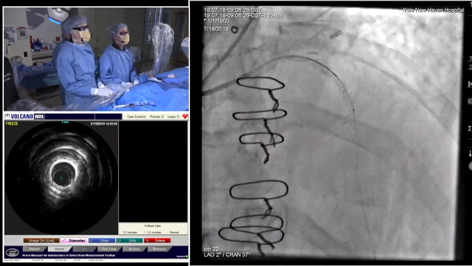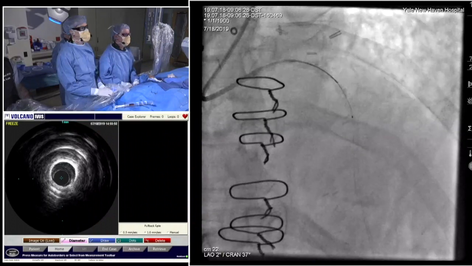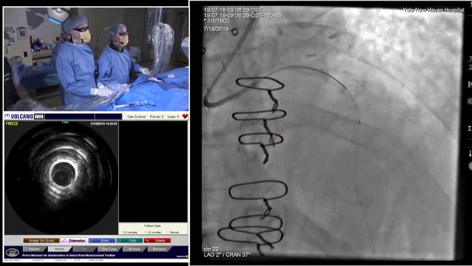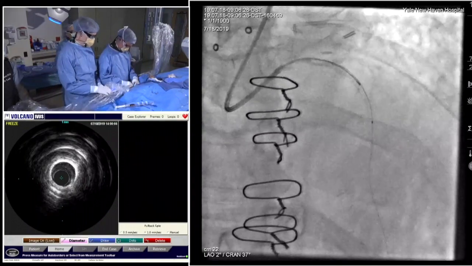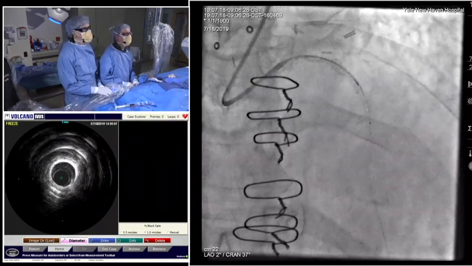But even if you can't get it across that last bit, I think you're still going to get a lot of valuable information at this point, mostly regarding sizing. We'll just do a pullback from here.